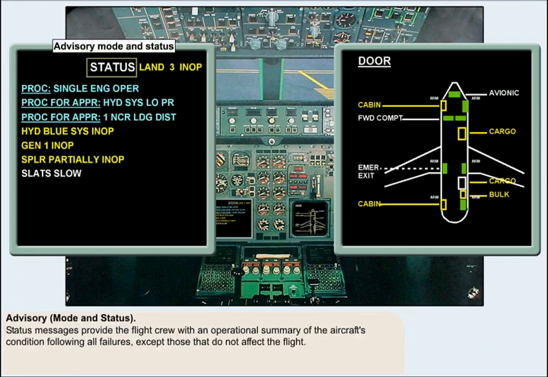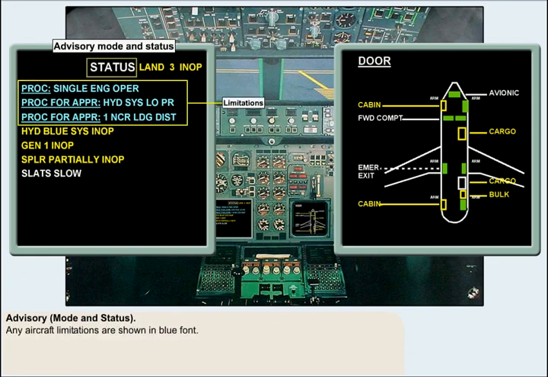Status messages, which are also displayed on the left-hand display unit, provide the flight crew with an operational summary of the aircraft's condition, possible downgrading of auto-land capability, and, as far as possible, indications of the aircraft status following all failures except those that do not affect the flight.